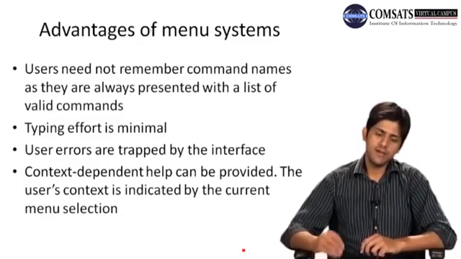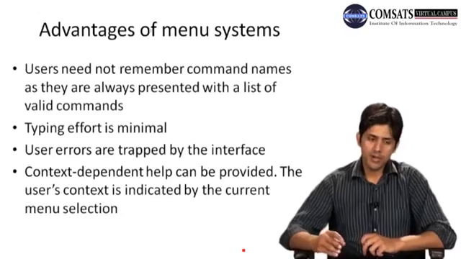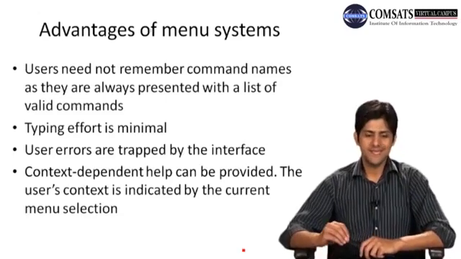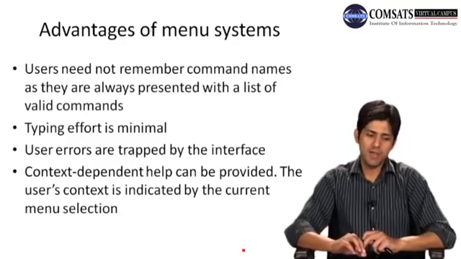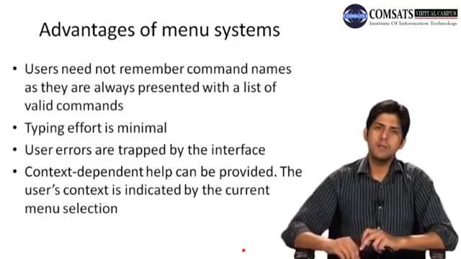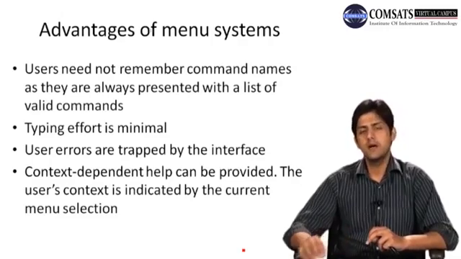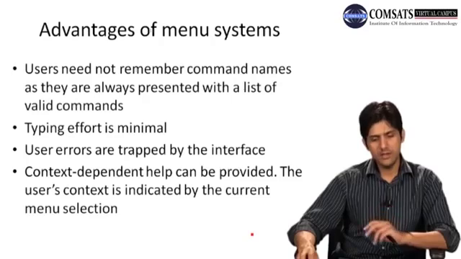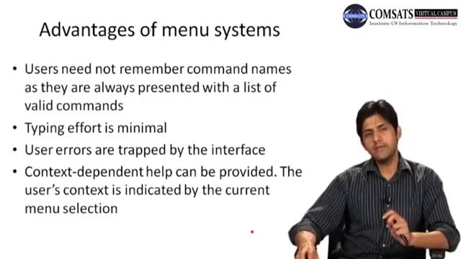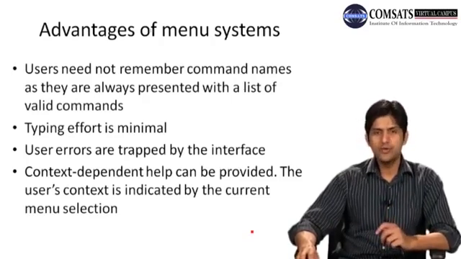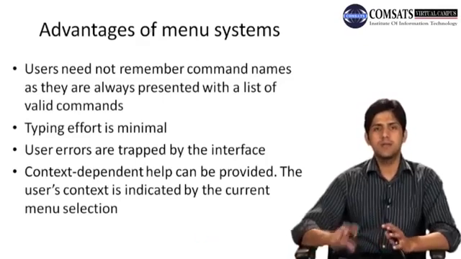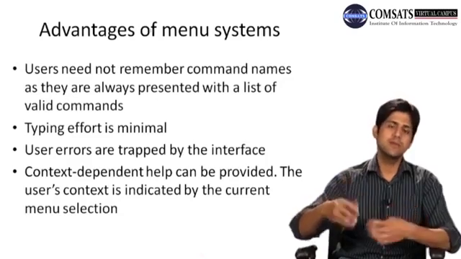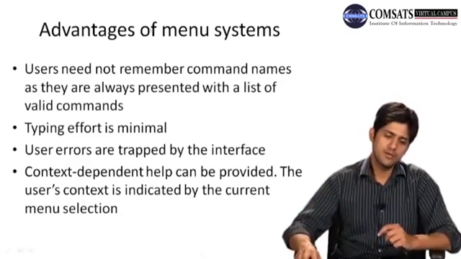Okay जी, and then you have the context dependent help can be provided. For example, the user's context is indicated by the current menu selection. So these are the different advantages of menu systems. ठीक है, पहली बात तो ये कि आपकी typing effort is very minimal. ठीक है, you can use the mouse to actually point to a menu. ठीक है, और the errors that you might make they are trapped by the interface. और यूज़र को कमांड्स वगैरह भी याद करने की ज़रूरत नहीं. He can just use the menu, और मेन्यू के अंदर वो चीज़ें बड़ी विजिबली लिखी हुई हैं, तो he does not need to actually remember those commands.